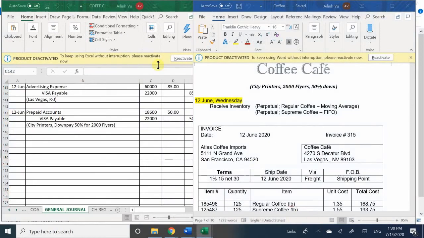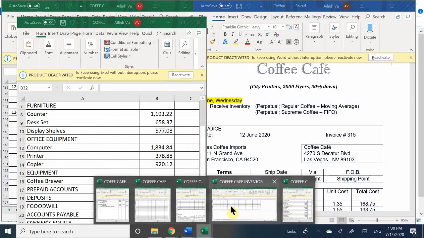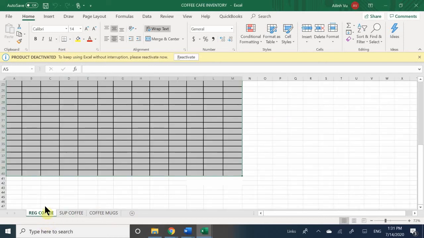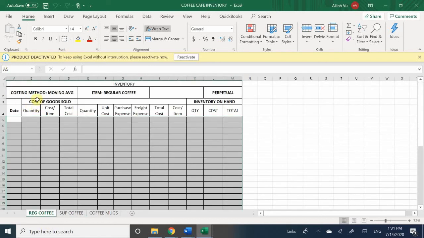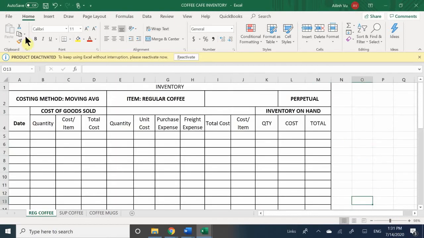So if we pull up our inventory worksheet, I've already placed it at the top of the headings. So on regular coffee, right here we have moving average, and we know that it's perpetual. I'm going to make this a little bigger so everyone can see. Okay, so here you go. It's moving average and it is perpetual.